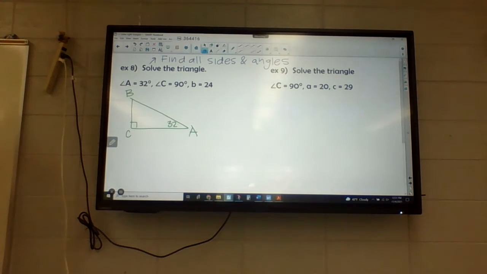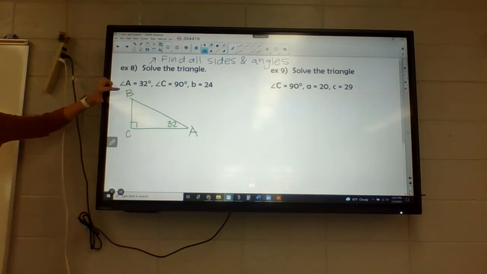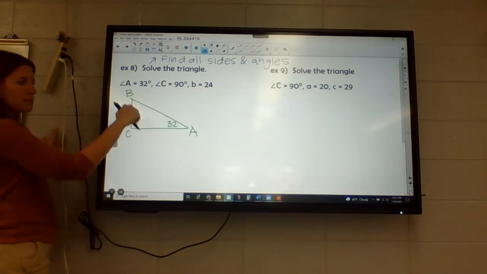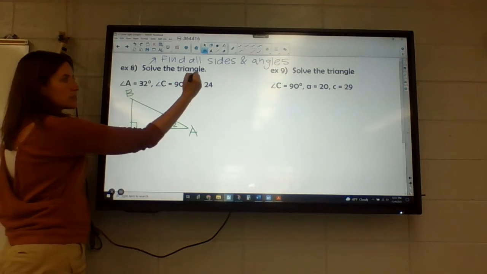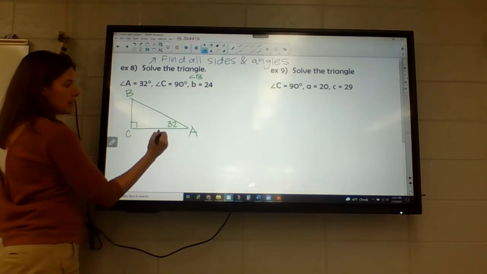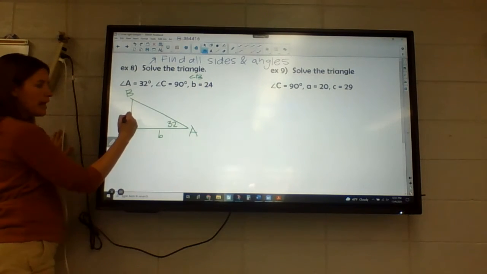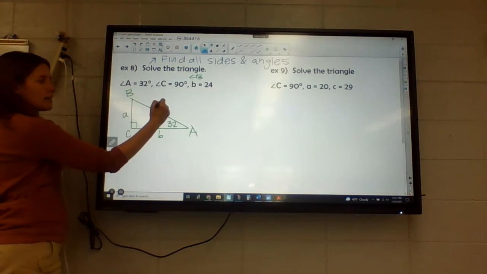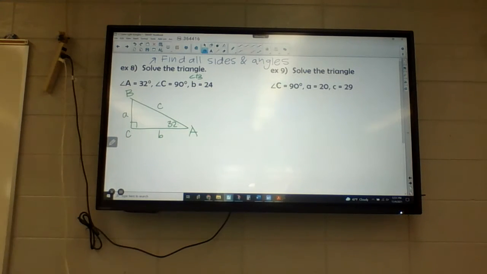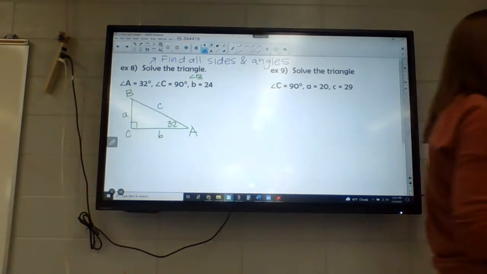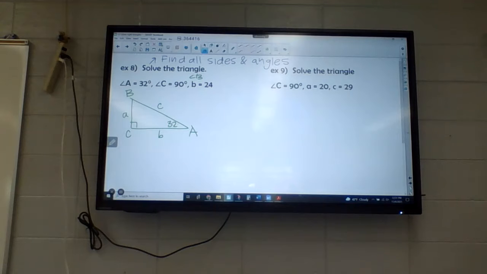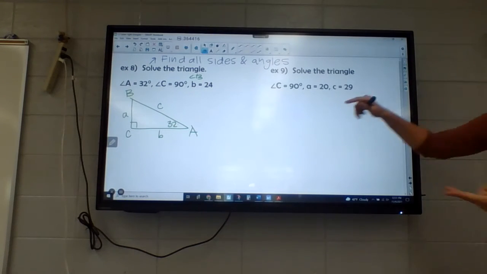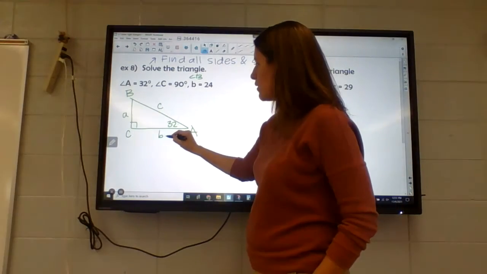We haven't talked about this yet. Typically, the little b is across from the angle B. So little a would be across from big A, and little c would be across from big C. That's usually the way we label these in trig. So we're going to find all the missing sides and angles. We're missing an angle and two sides, because we know one side is 24.